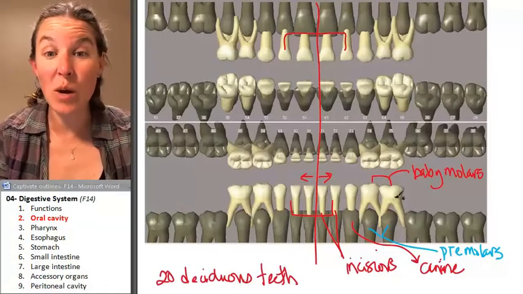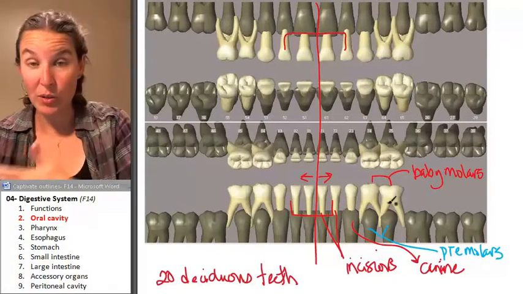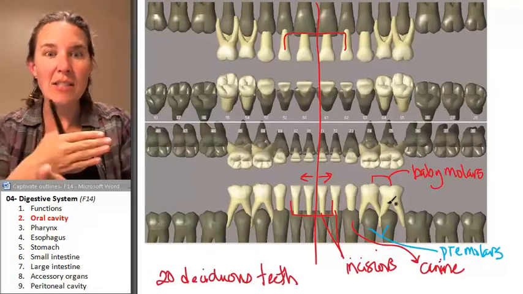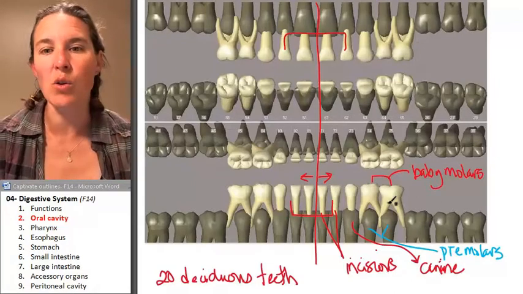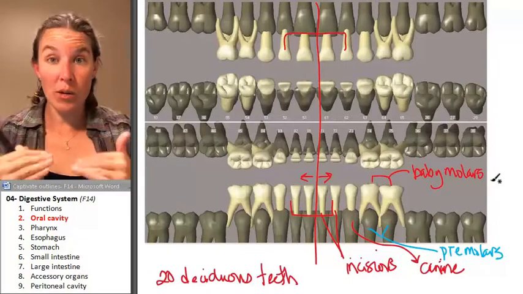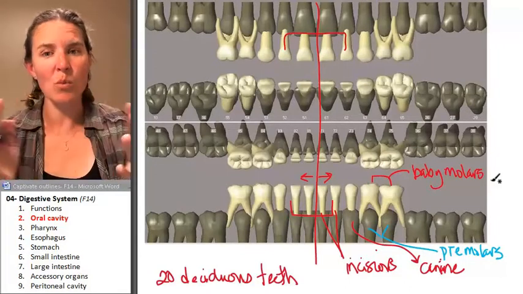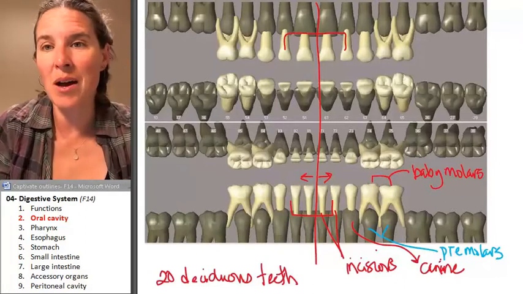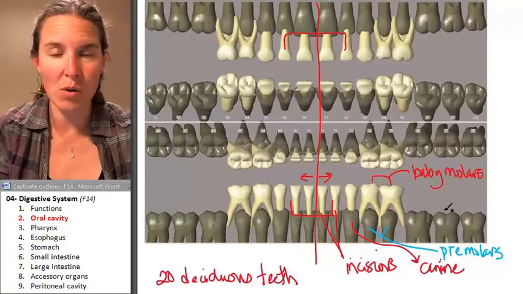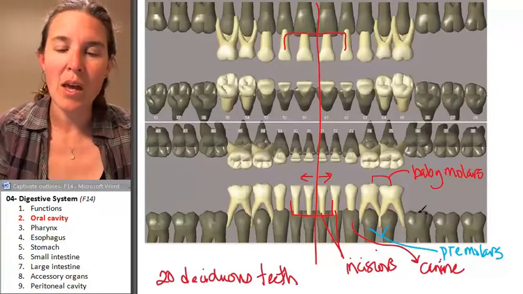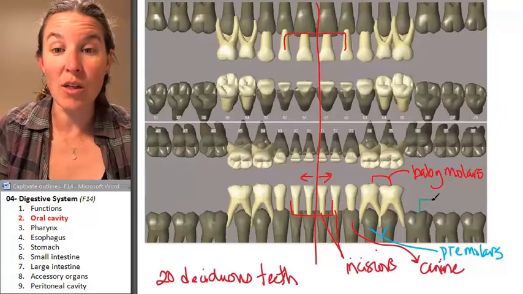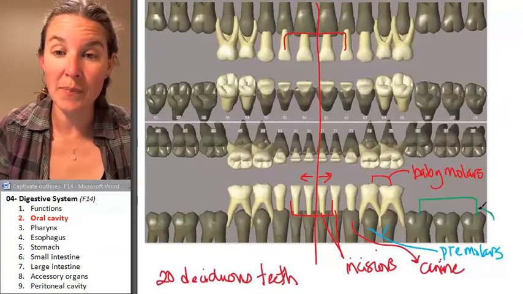So all of these white teeth that we just named, including the 2 baby molars, that's 20 baby teeth all told. When the baby molars fall out, premolars grow in, which means, you know what, in your grown-up mouth, you probably should have some molars. You know you have them, don't you? And you do. You have actually 3 molars.